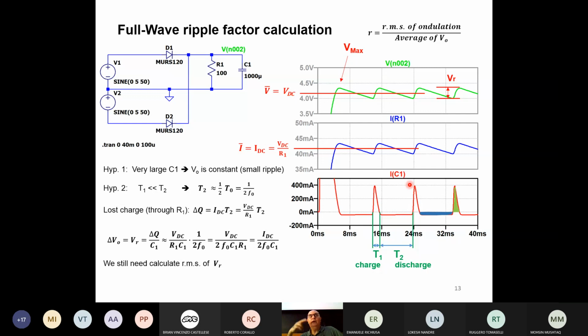This is a double wave rectifier. So that means that if the input waveform is 50 Hertz, F0, here the peaks are at 100 Hertz. That's why T2 is half of T0, which is the 50 Hertz period. So I can write 1 over 2 F0, 1 over 100 Hertz. So this T2 is basically 10 milliseconds if you are working with 50 Hertz.